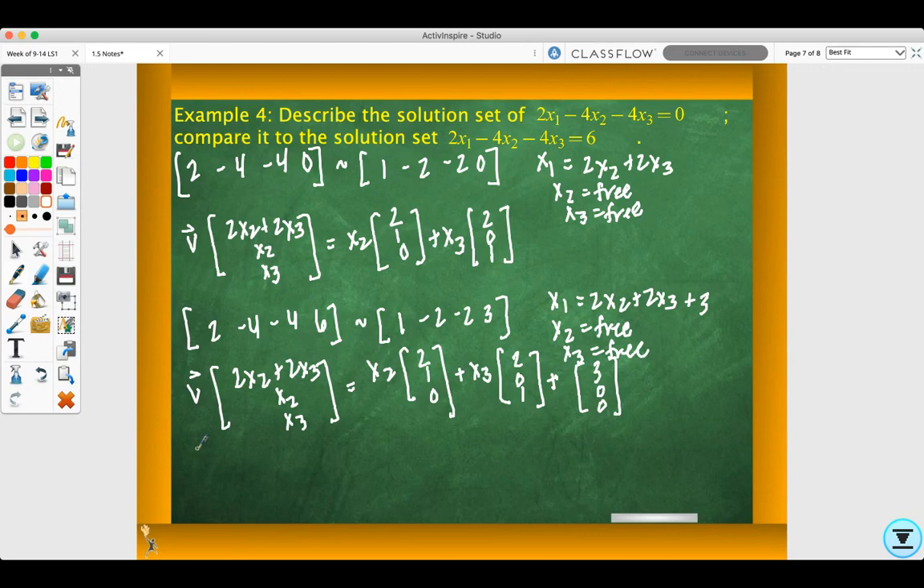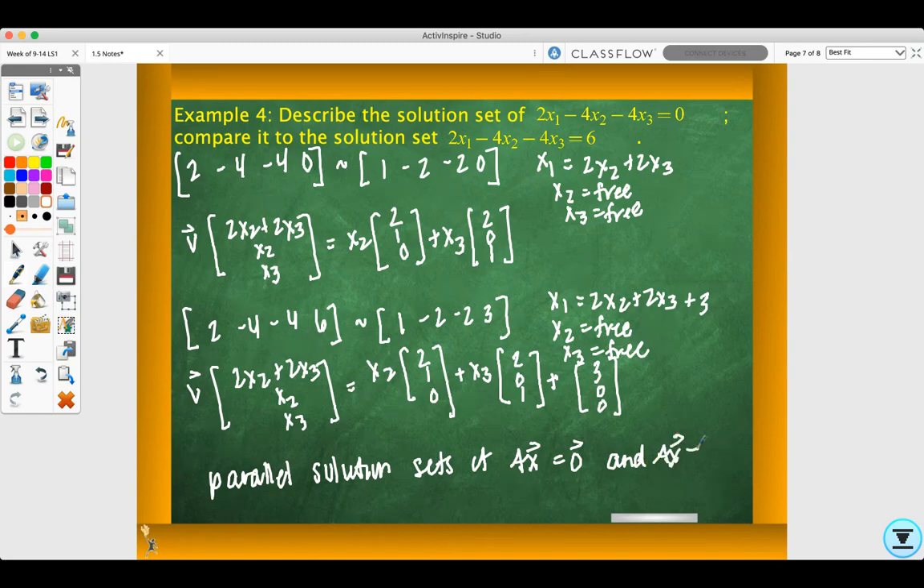So this right here would be parallel solution sets of those in the form of AX equals 0 and AX equals B.